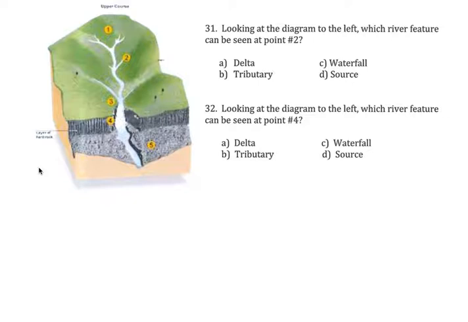31. Looking at the diagram to the left, which river feature can be seen at point 2? Is it A, a delta, B, a tributary, C, a waterfall, or D, the source? 32. Looking at the diagram to the left, which river feature can be seen at point 4, right here? Is it A, a delta, B, a tributary, C, a waterfall, or D, the source?